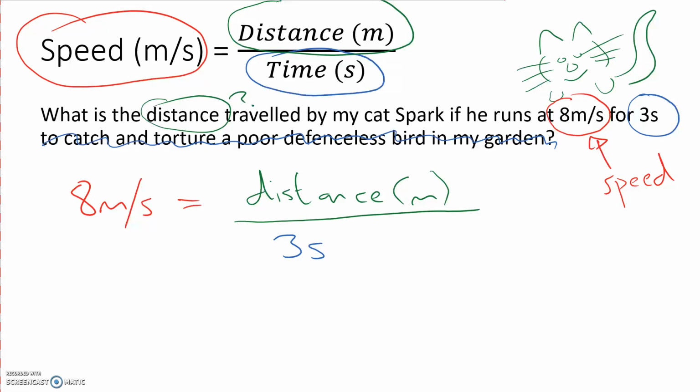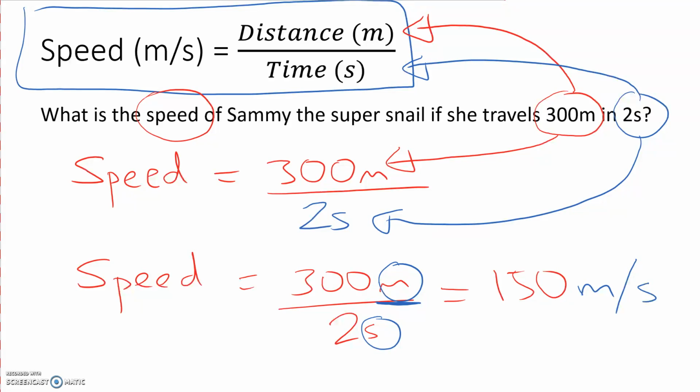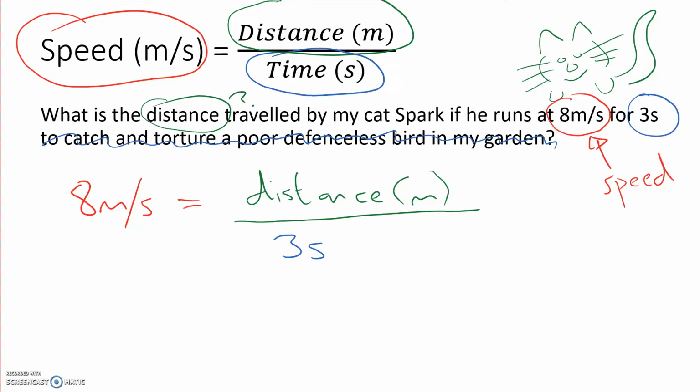Okay, this is trickier than last time. Last time we had 2 numbers we just had to divide. This time we've got 8 meters per second equals distance divided by 3. We want to know the missing distance. So we need to work out how we're going to rearrange this equation. Okay, I'd like to get distance on its own. So I don't really want this 3 seconds on the denominator of this fraction. So what I'm going to try and do is multiply this side by 3 seconds.